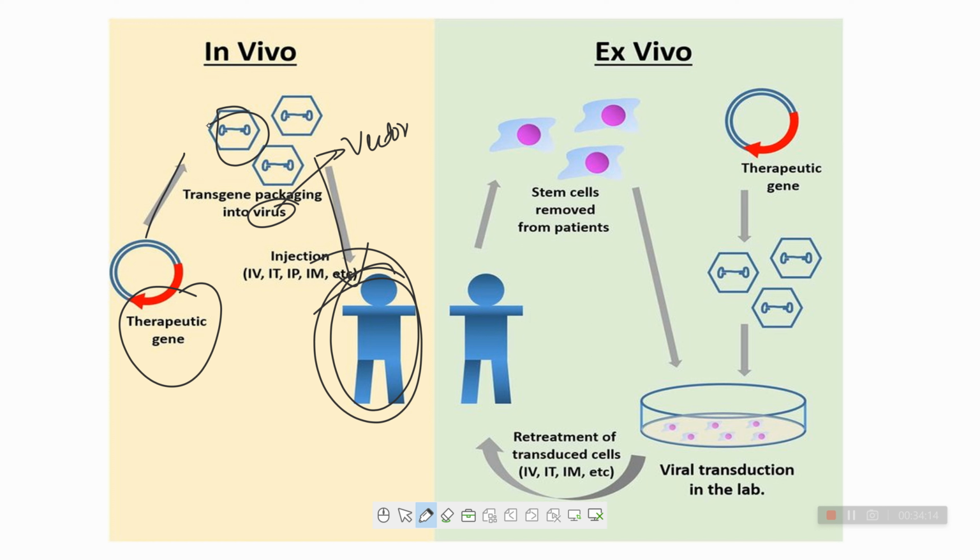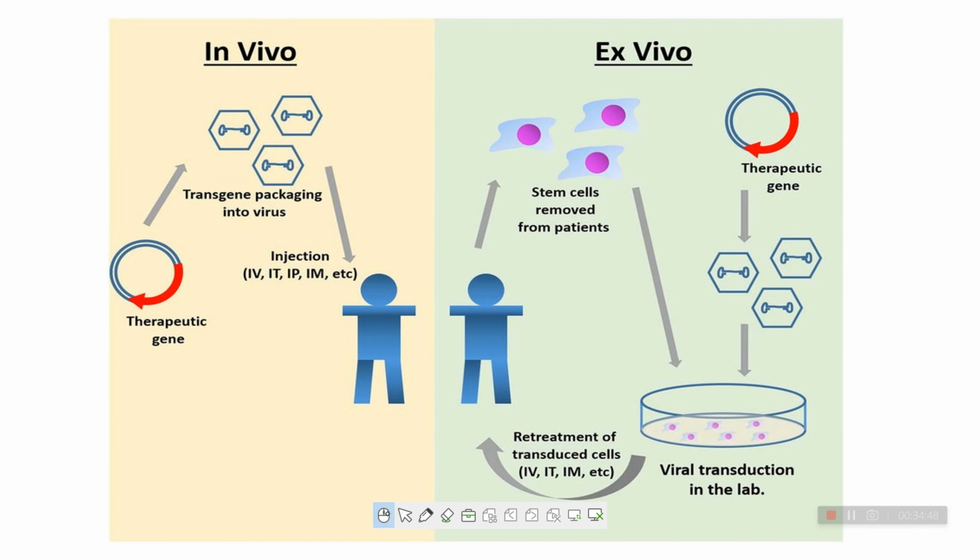In ex vivo, we isolate the stem cells from the patient, and there is a therapeutic gene. We transfer that therapeutic gene into the virus, and we bring both these stem cells and this virus containing the therapeutic gene together for transduction in the lab. And after this treatment of the cells, we inject them again into the patient. Okay, these are the two types of non-classical gene therapy.